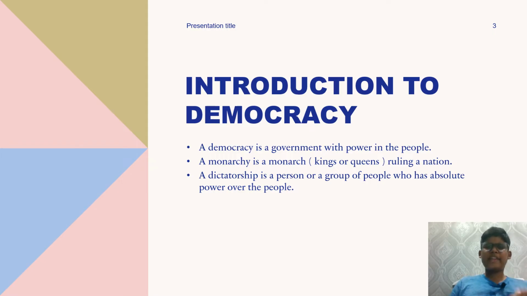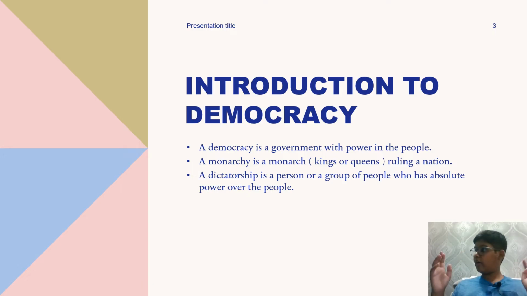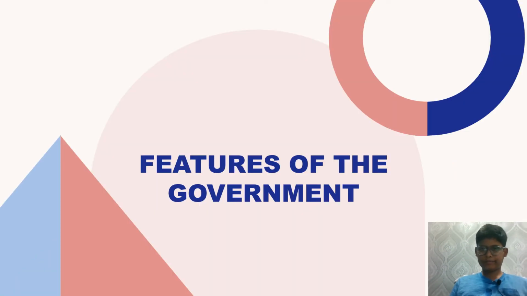Then there is a second type of government, monarchy. In a monarchy, kings or queens rule a nation. One example of this would be the UK. Dictatorship is the third kind of government, which is just horrible. A dictatorship is where one person has absolute power over the entire nation. The people do not have freedom there. One example of this would be Hitler, and the other example would be North Korea.